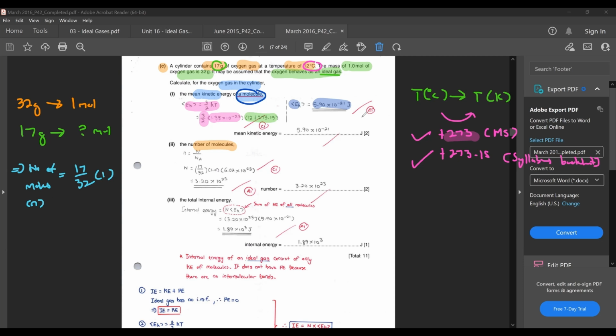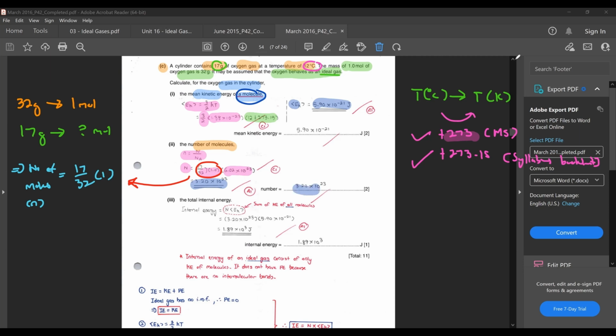And then to find your number of molecules, it is n times NA, such that the number of molecules is your number of moles times your Avogadro constant. So the number of moles, you've already found from here. It's 17 divided by 32 times 1. Okay, so the number of molecules will give you an answer of 3.2 times 10 power 23 here. Okay, so pretty straightforward for this one.